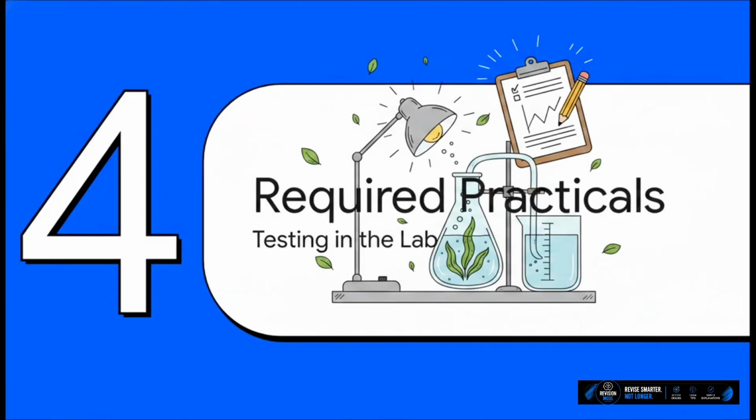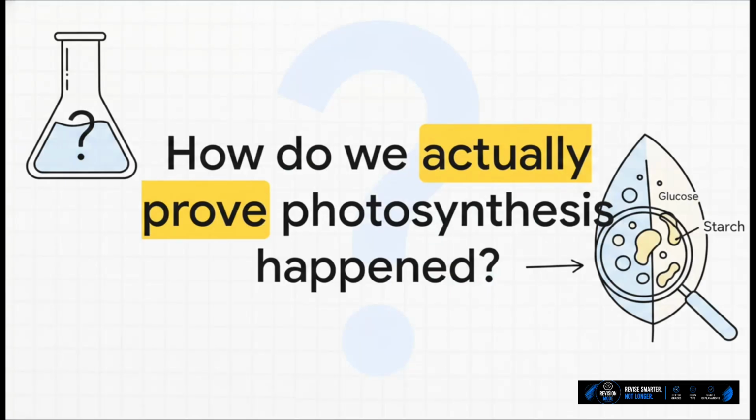Which brings us to part four, required practicals and proof, testing the theory in the lab. So, it's one thing to talk about formulas and theory, but how do we actually scientifically prove that photosynthesis just happened in front of us? You can't exactly watch glucose molecules popping into existence. But here's the trick. We know that when a plant makes a bunch of glucose, it stores the leftovers as starch. So, logically, if we can prove there's starch inside a leaf, we have concrete proof that photosynthesis occurred.